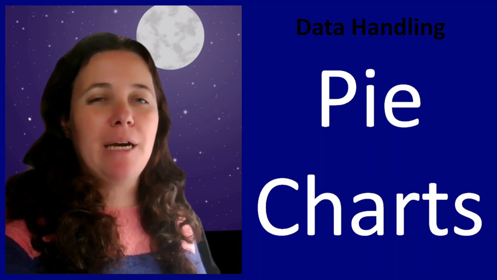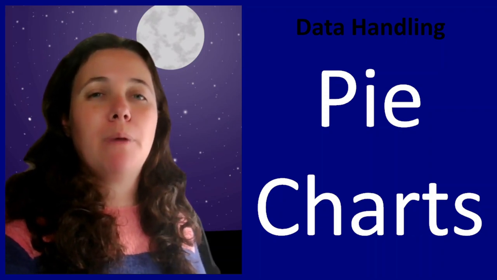Today we're going to be learning about pie charts. First, let's quickly talk about what pie charts are. A pie chart is a graphical representation of data using a circle that's been divided into slices of different sizes to show the fraction that each category or group represents out of the total data set. When drawing a pie chart, we need to follow certain rules.